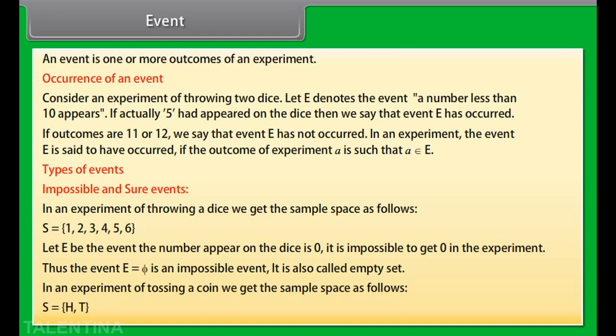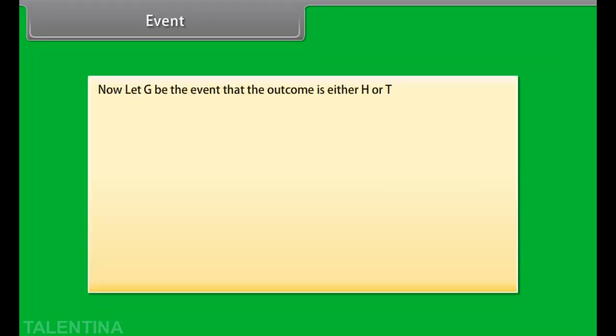In an experiment of tossing a coin, we get the sample space S is equal to {H, T}. Now let G be the event that the outcome is either H or T. Thus the event G is equal to {H, T}, a sure event.